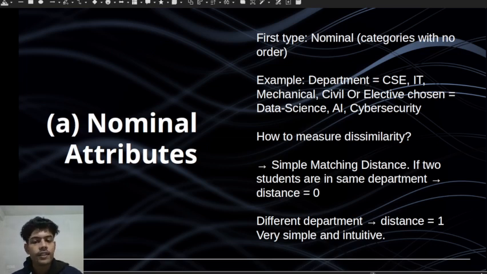Now first we will go for nominal attributes, where we have taken department as CSIT, mechanical, and elective chosen from data science, AI or cyber security. And how to measure dissimilarity: simple matching distance. If two students are in the same department, distance is 0, and in different departments, distance is 1. If both students are in the same department like IT and IT, then the distance between them is 0, and if they are in another department, then the distance is 1.